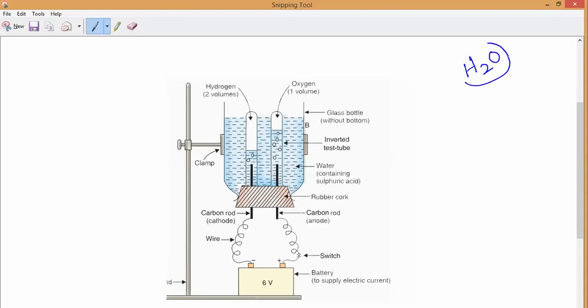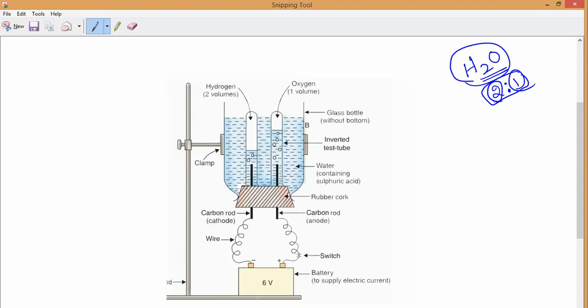2, 1. So 2 hydrogen, 1 oxygen. The ratio, you might have studied in the 3rd chapter, the mole concept chapter. So this ratio of the individual substances is: here hydrogen is 2 and oxygen is 1. So the volume ratios will be like this. Have you noticed it, guys? Oxygen 1 and hydrogen 2. Yes or no? Yes, please respond.